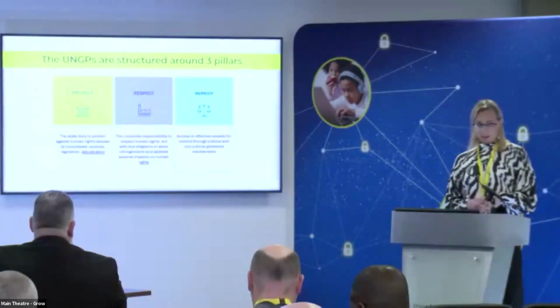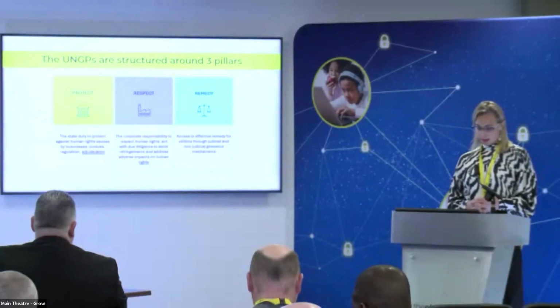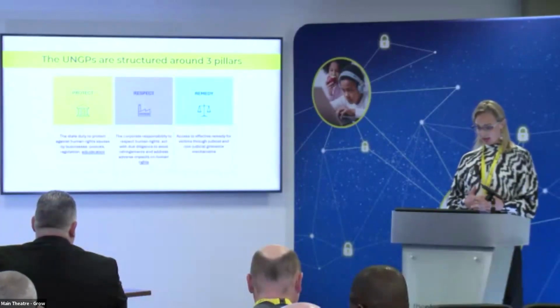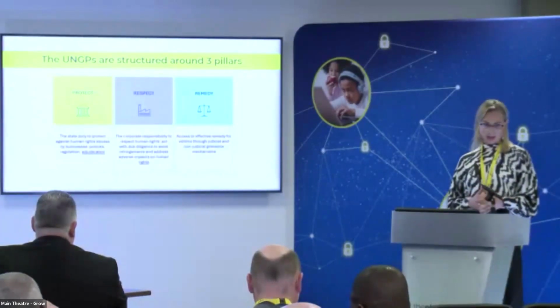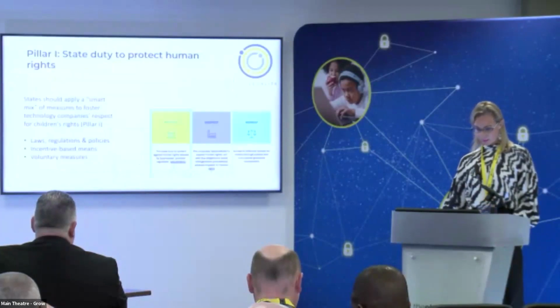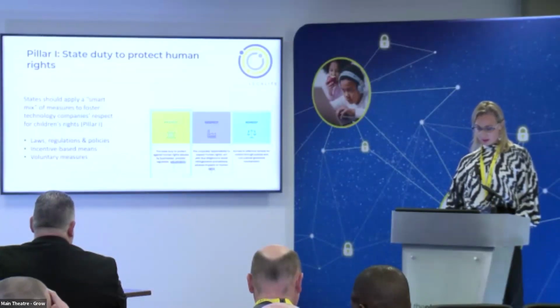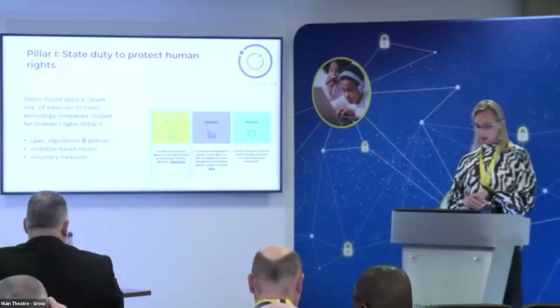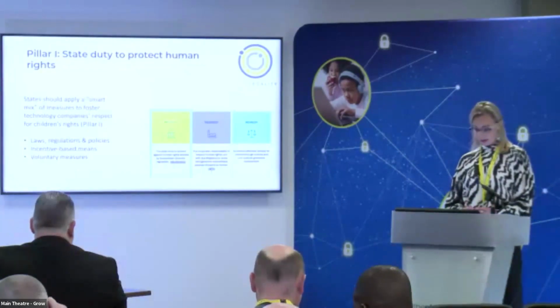So the UN guiding principles are structured around 3 pillars: the state duty to protect, the business duty to respect, and then access to a remedy, which is both a state duty and a company duty. So the first pillar, the state duty to protect human rights. So this is all about the things that states must do to ensure that the public are protected from adverse impacts on their human rights caused by businesses.